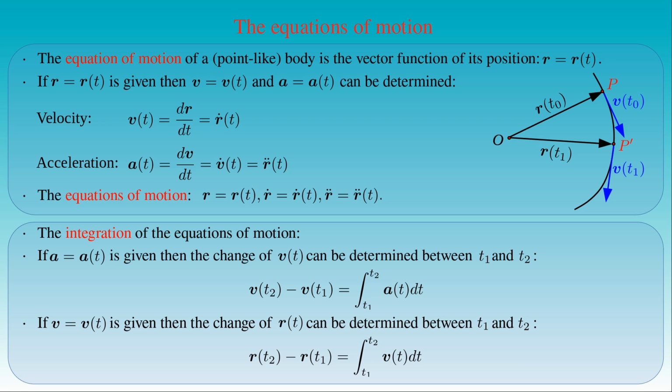Since the distance covered by the moving body is the arc length measured along its path, the distance s is just the integral of its speed or length of the velocity over the interval between t1 and t2.